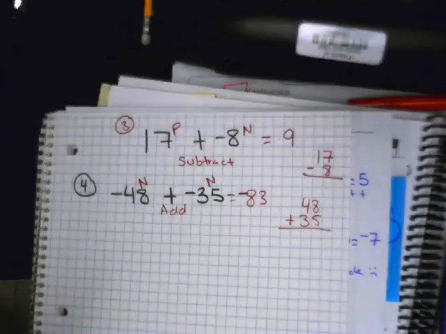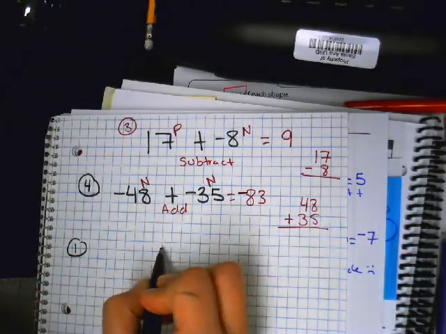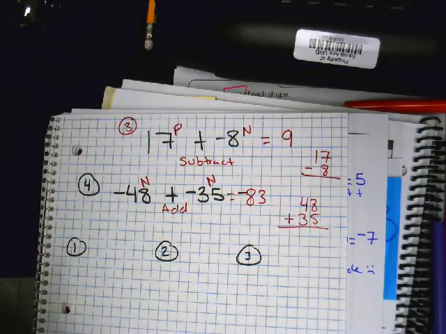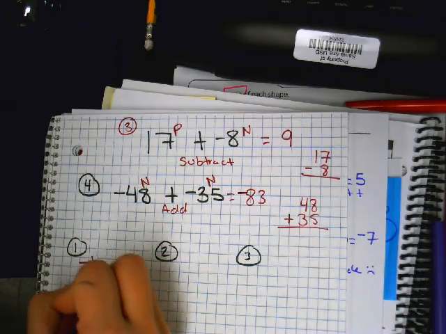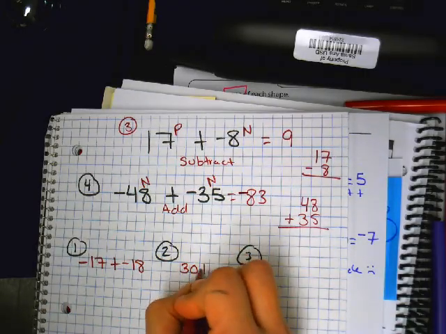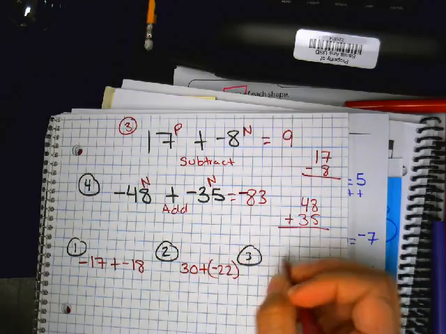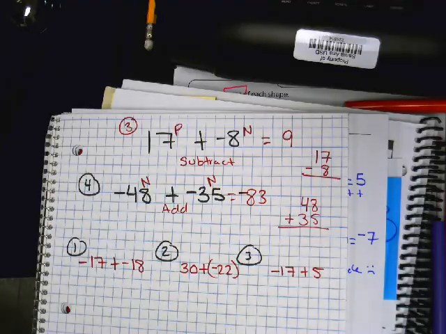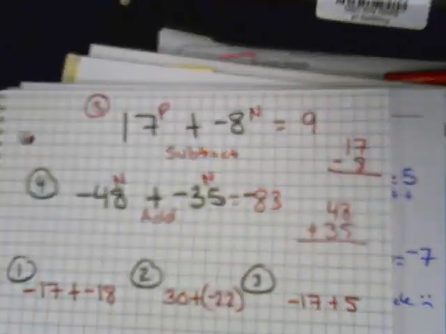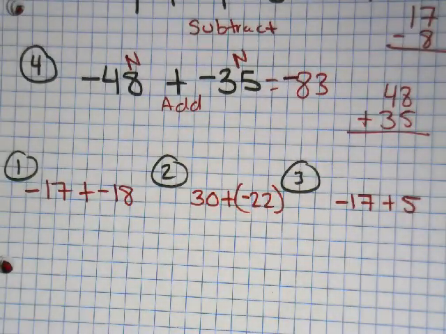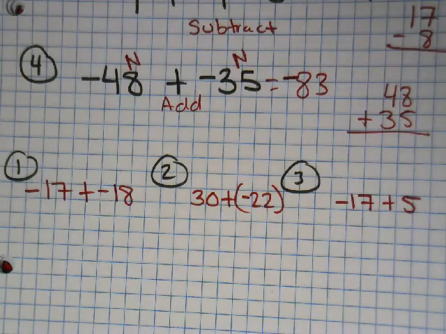All right, let's do 3 problems on your own. 1, 2, 3. Negative 17 plus negative 18. 30 plus negative 22. Negative 17 plus 5. So we're doing these without the tiles. Now we're using the rules. If they're the same, add. If they're different, subtract. So those 3 problems.